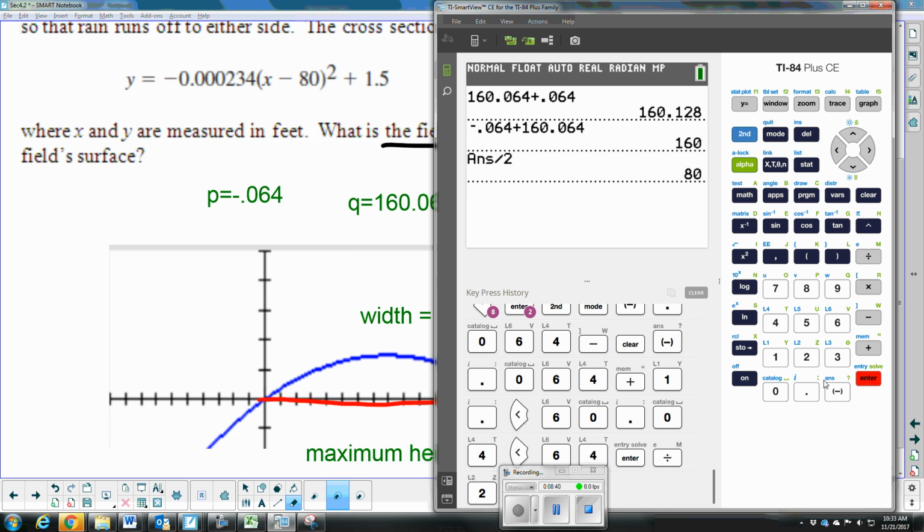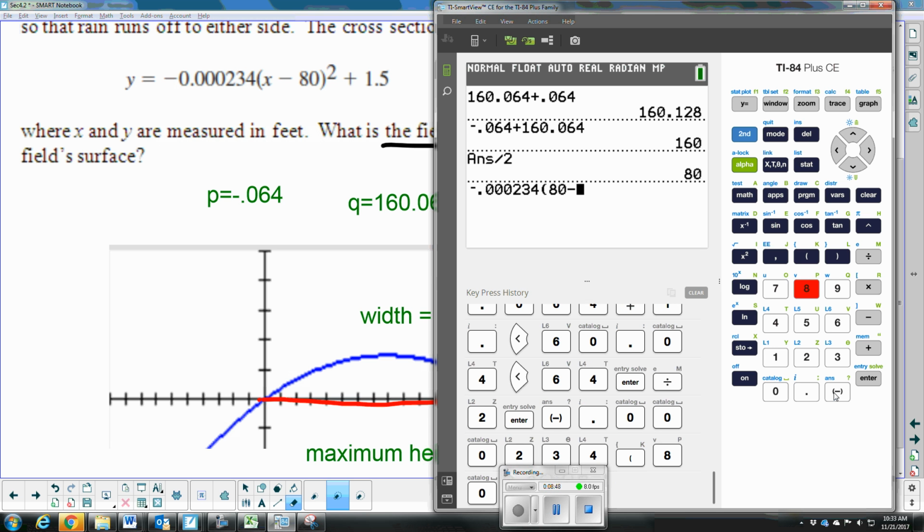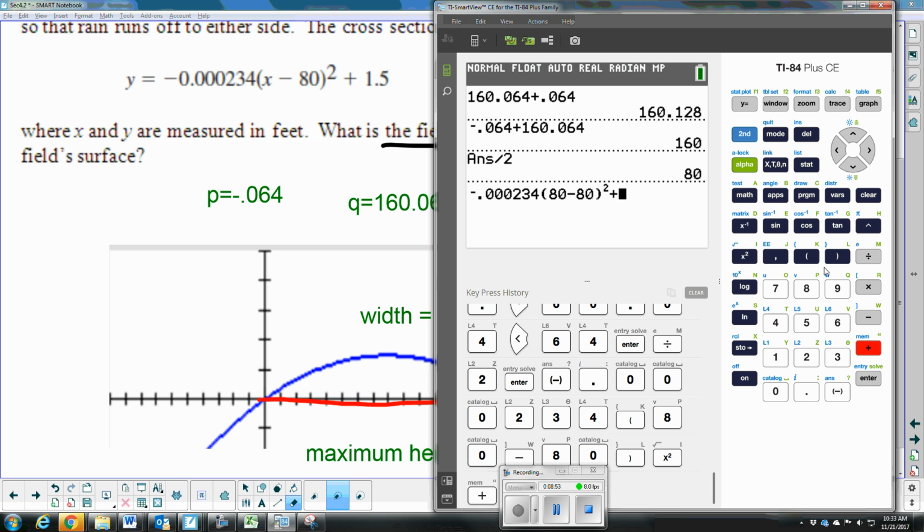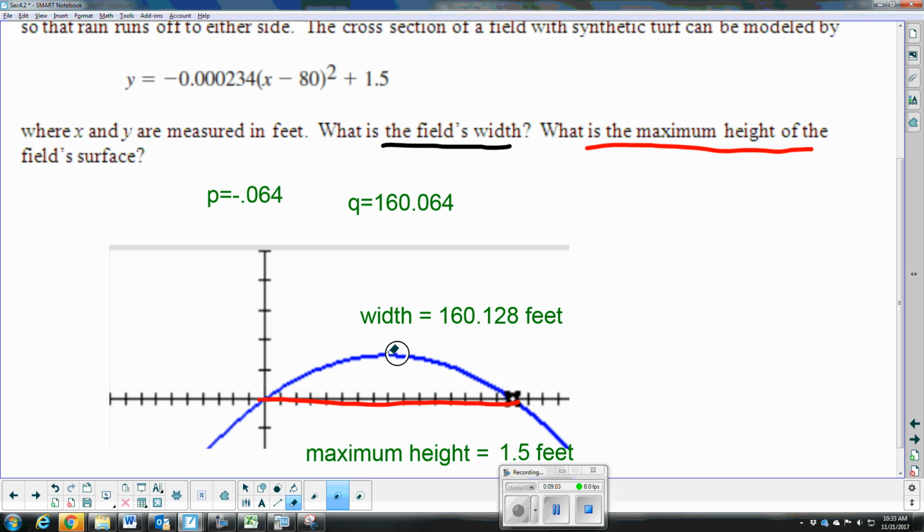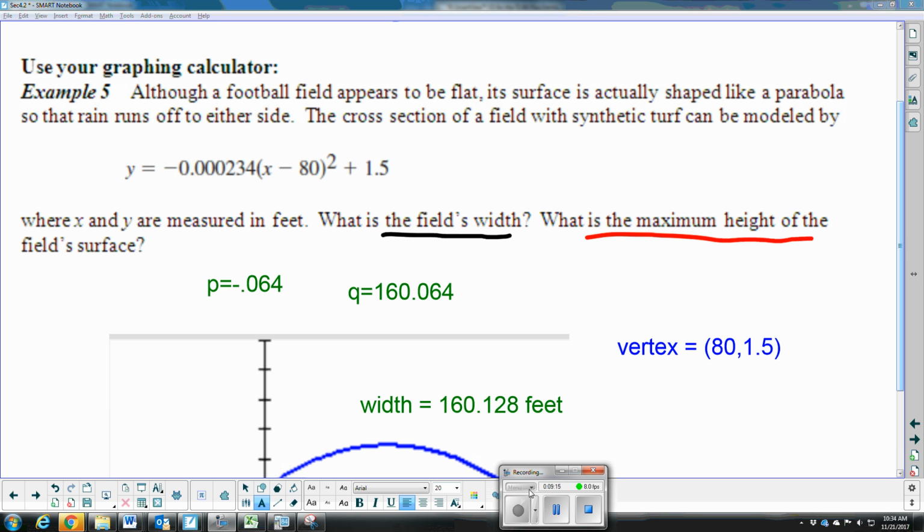So if we substituted in 80 for x, 80 minus 80, which is 0, squared, plus 1.5, we'll get 1.5, exactly. Okay, so whether you do the whole thing in your calculator and find the vertex that way, or if you just find your P and your Q using your calculator, either one of those will work. You will get a vertex of x-coordinate 80, y-coordinate 1.5.